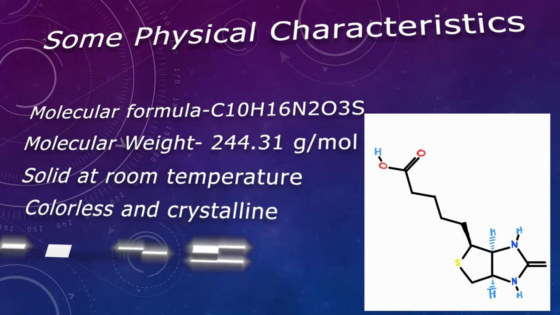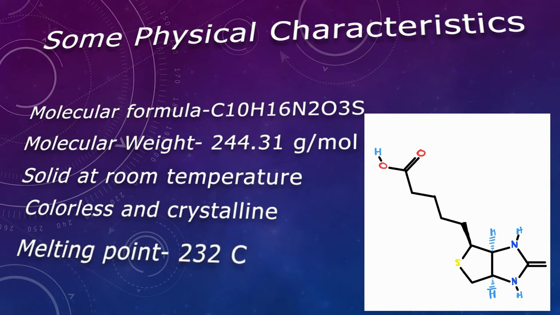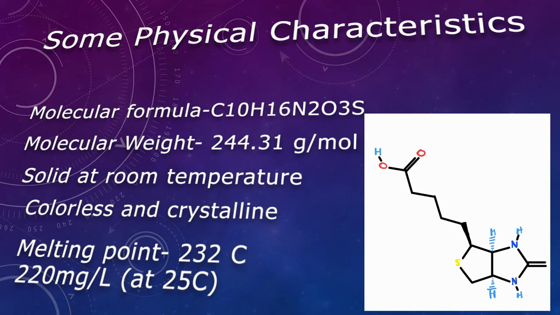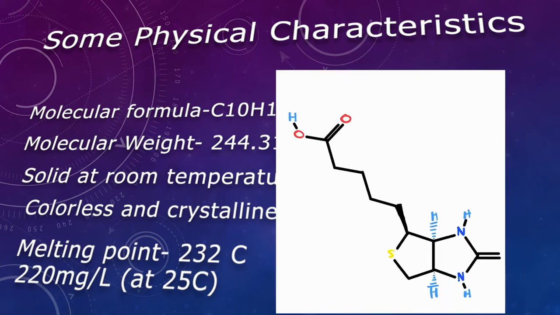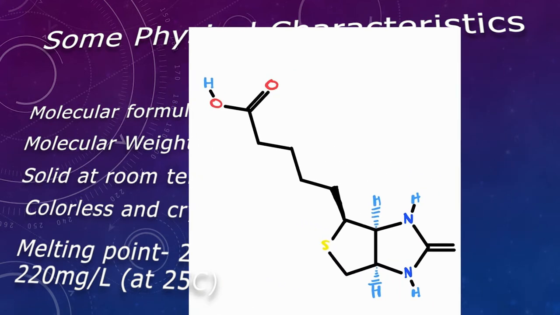Its melting point is 232, which is when it decomposes. It doesn't have a boiling point because when it's already that hot, it does not even exist anymore. It is already decomposed. And lastly, the solubility in water is 220 milligrams per liter at room temperature, or 25 degrees Celsius. And here we have the picture on the right side. This is how biotin looks.